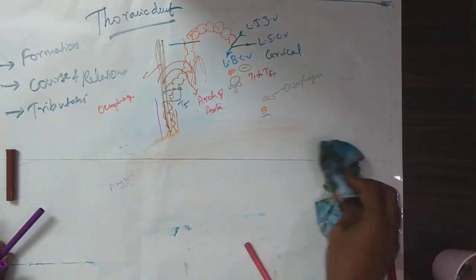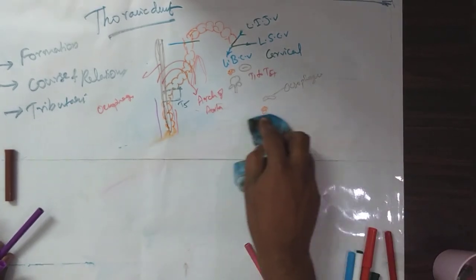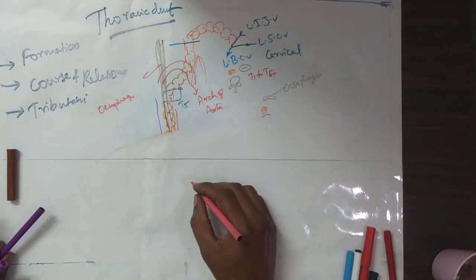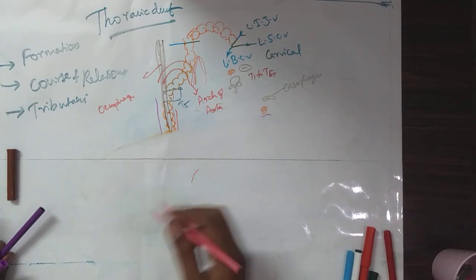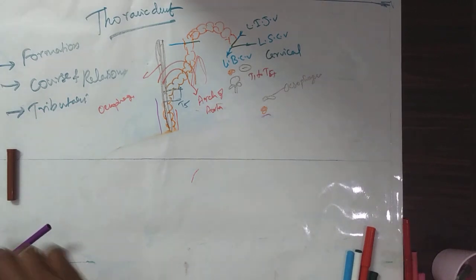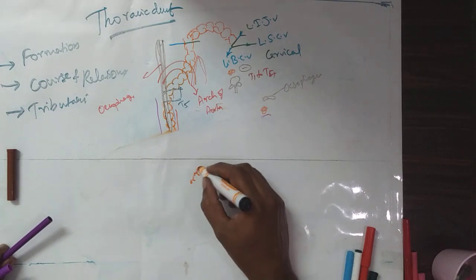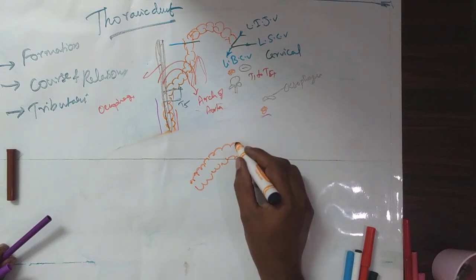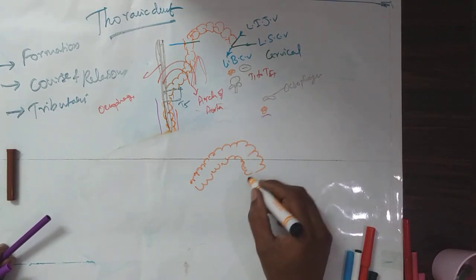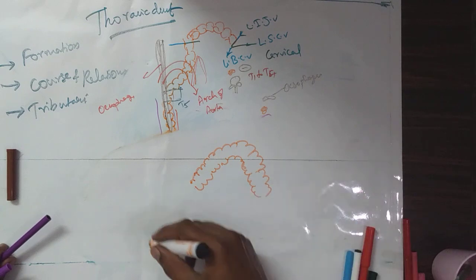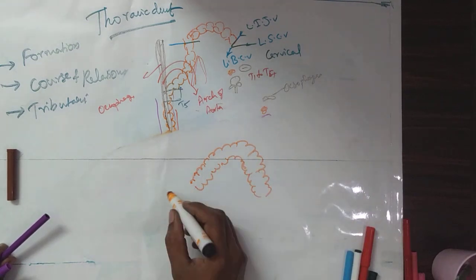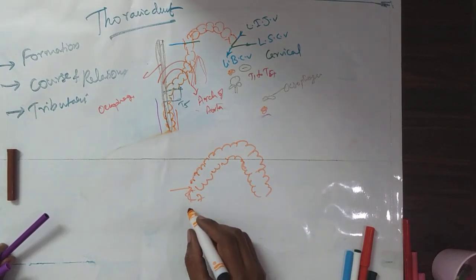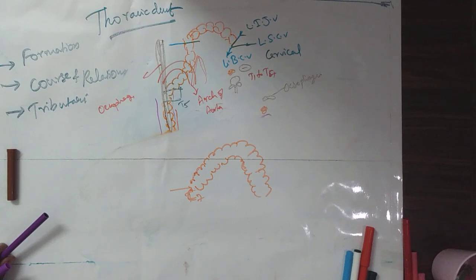And coming to the cervical region, for the cervical region I am rubbing off this part. So what's happening in the cervical region? It's forming an arch like thing. The summit of the arch is nothing but the highest point. So if this is your thoracic duct, it's forming an arch going laterally. This is at the level of the transverse process of the 7th cervical vertebra.